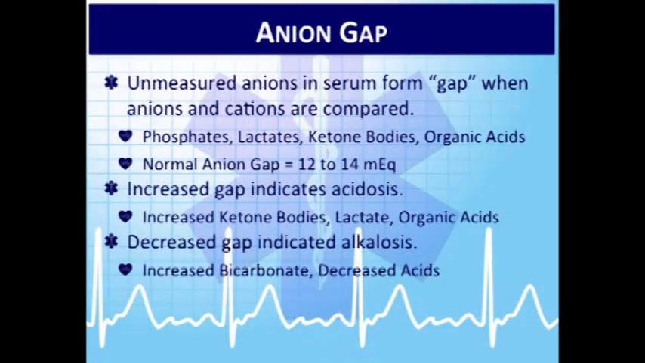A decreased gap, so a narrowing, so less than 12, is indicative of alkalosis. Again, if somebody's alkalotic, I would expect their anion gap to be low. The treatment is going to be to treat the underlying cause of what's making them alkalotic. All right? But that's how an anion gap is used. An anion gap is primarily used in the management of diabetic ketoacidosis to tell you that you're moving in the right direction with correcting their glucose metabolism. All right?